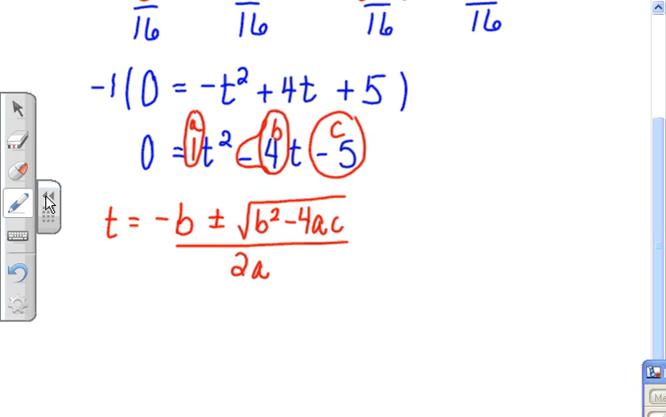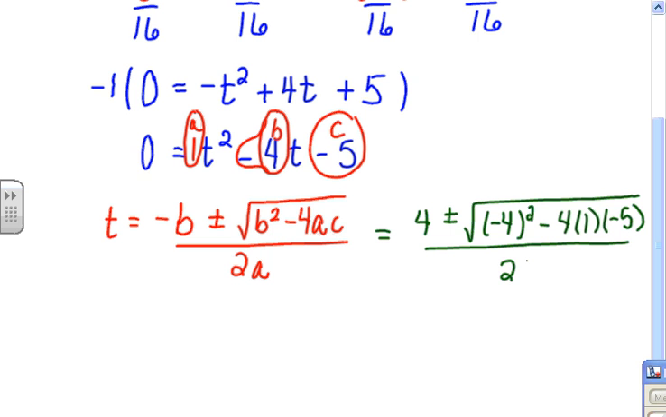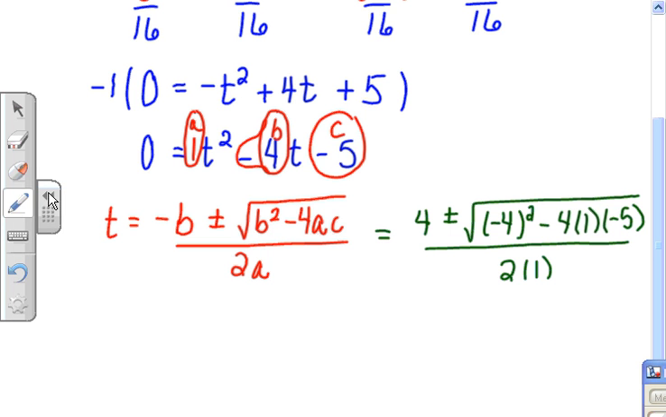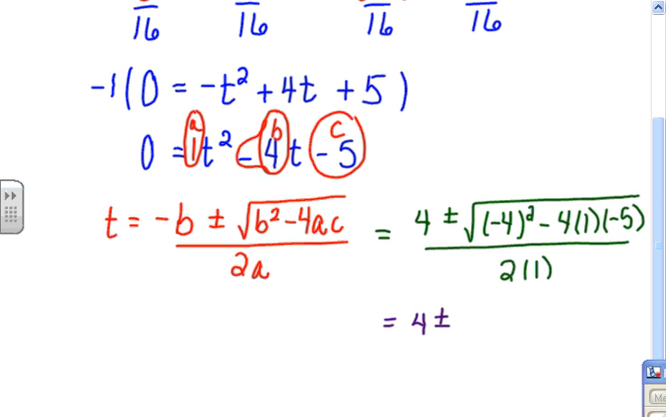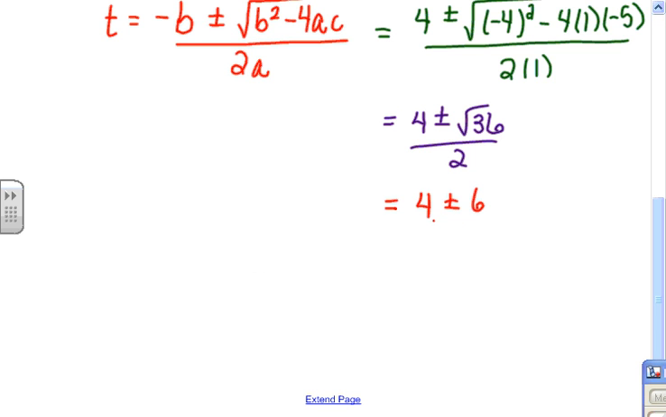So we'll have t is equal to negative of a negative 4, which is a plus 4, plus or minus square root of b squared minus 4 times a times c, all divided by 2 times a. And we need to simplify that, as always. That's going to be 4 plus or minus the square root of 16 plus 20, which is root 36. The discriminant is 36, which is a perfect square, which tells us we're going to have two real solutions to this equation. So it ends up being 4 plus or minus 6 divided by 2.